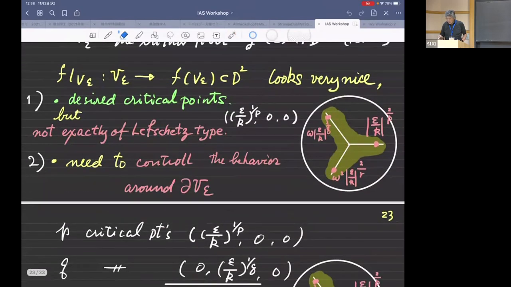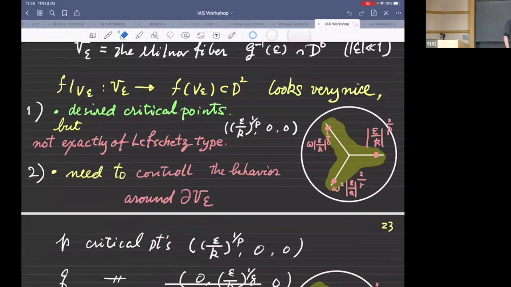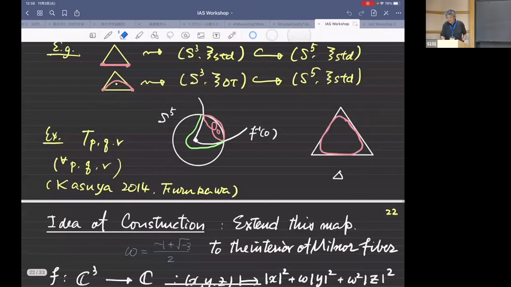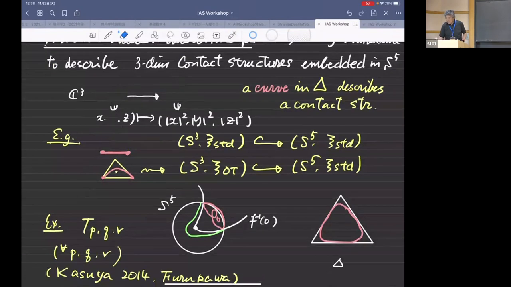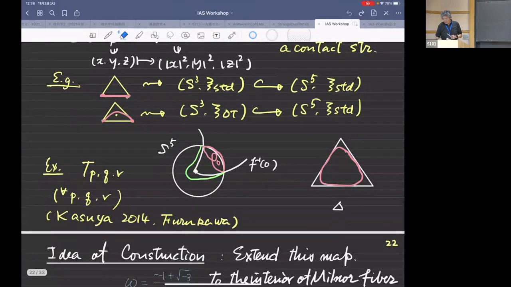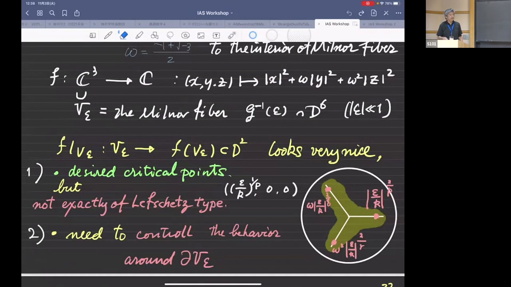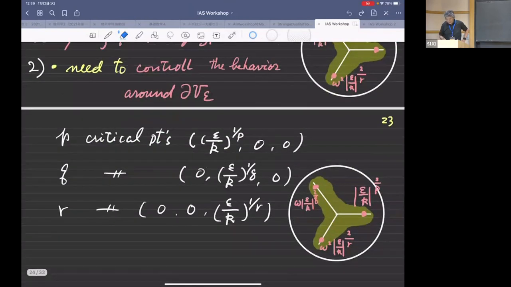And so why did you choose this map? What was the motivation for such a map? Because, first, this is really close to the moment map, momentum map of this type. So certainly it defines the same fibration on the boundary. That is the first point. And the second point is that it gives exactly good critical points. The position of the critical points is really as desired. So we think it must be this map. But unfortunately, something is slightly wrong. Anyway, we have a really nice position of critical points.